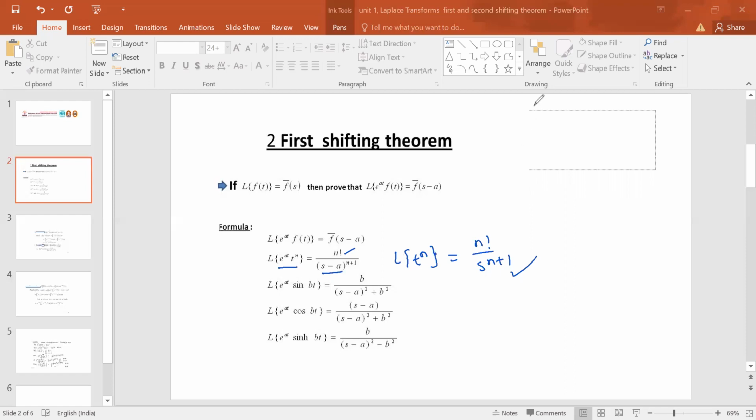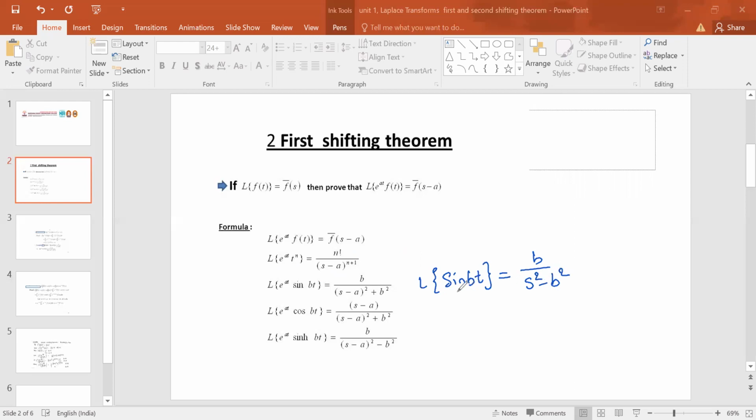In the same way, if we see the next question, the Laplace transformation of e power at into sine bt. Before that, first let us try to memorize the formula for the Laplace transformation of sine bt. What is the Laplace transformation of sine bt? It is b by s squared plus b squared.